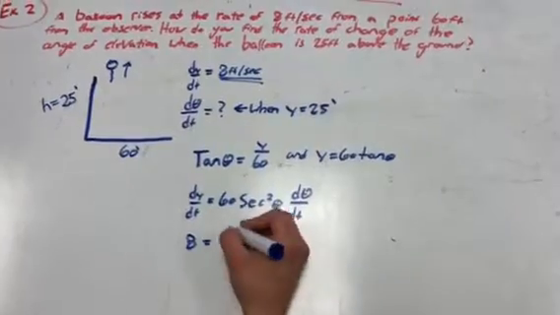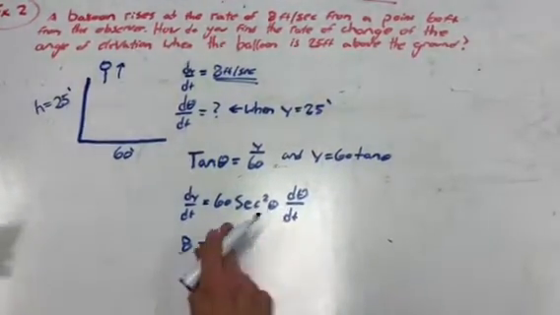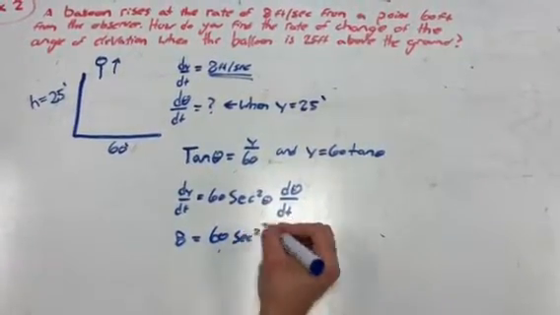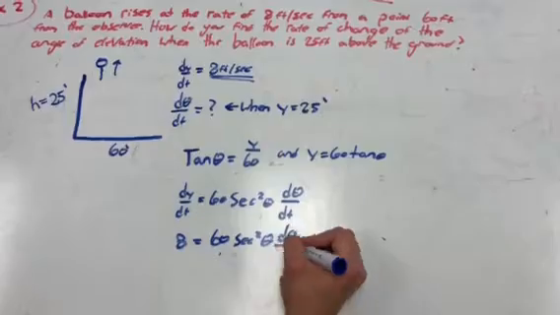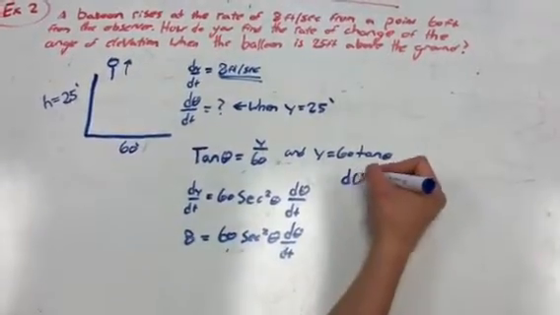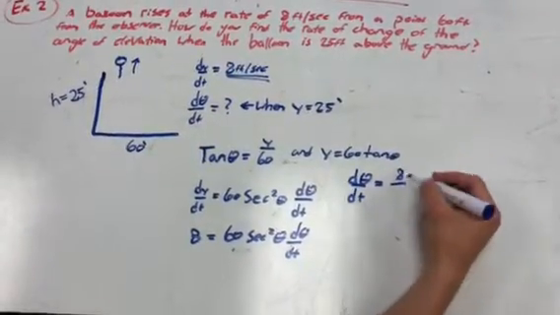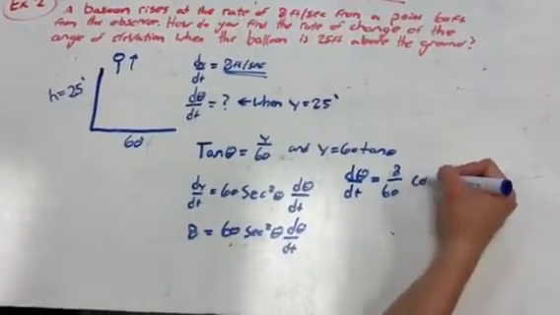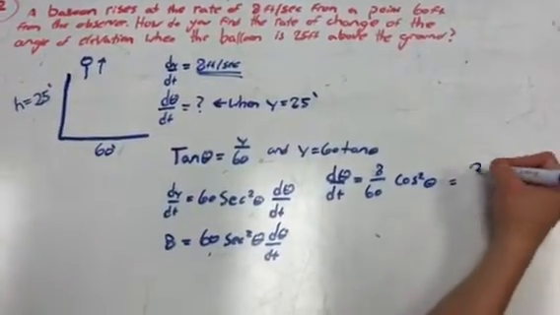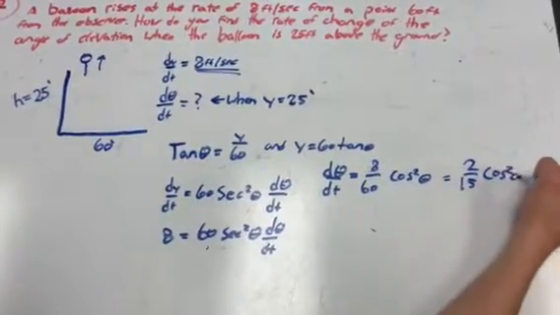Next, take the given value, 8, and set that equal to 60 secant squared theta d theta dt. Finally, solve for d theta dt. When you do so, you get 8 over 60 cosine squared theta, which can simplify to 2/15 cosine squared theta.